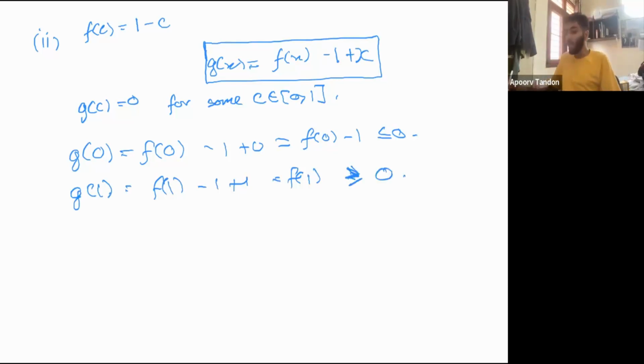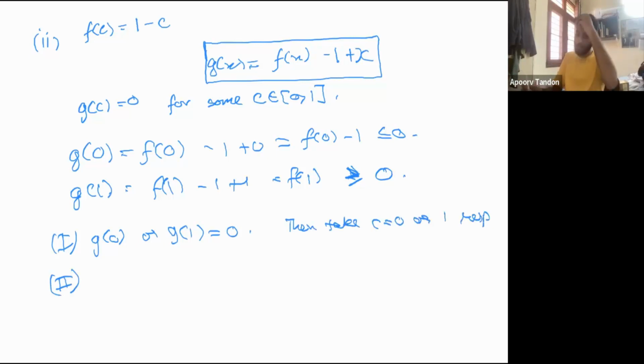So again, we take two cases. The first case being either g of 0 or g of 1 is 0. Then we have found some c between 0 and 1 where g of c is 0, and we have proven what the question is asking us. So let's consider the other case. The other case is that neither g of 0 nor g of 1 is 0. That means that g of 0 is strictly less than 0 and g of 1 is strictly greater than 0.